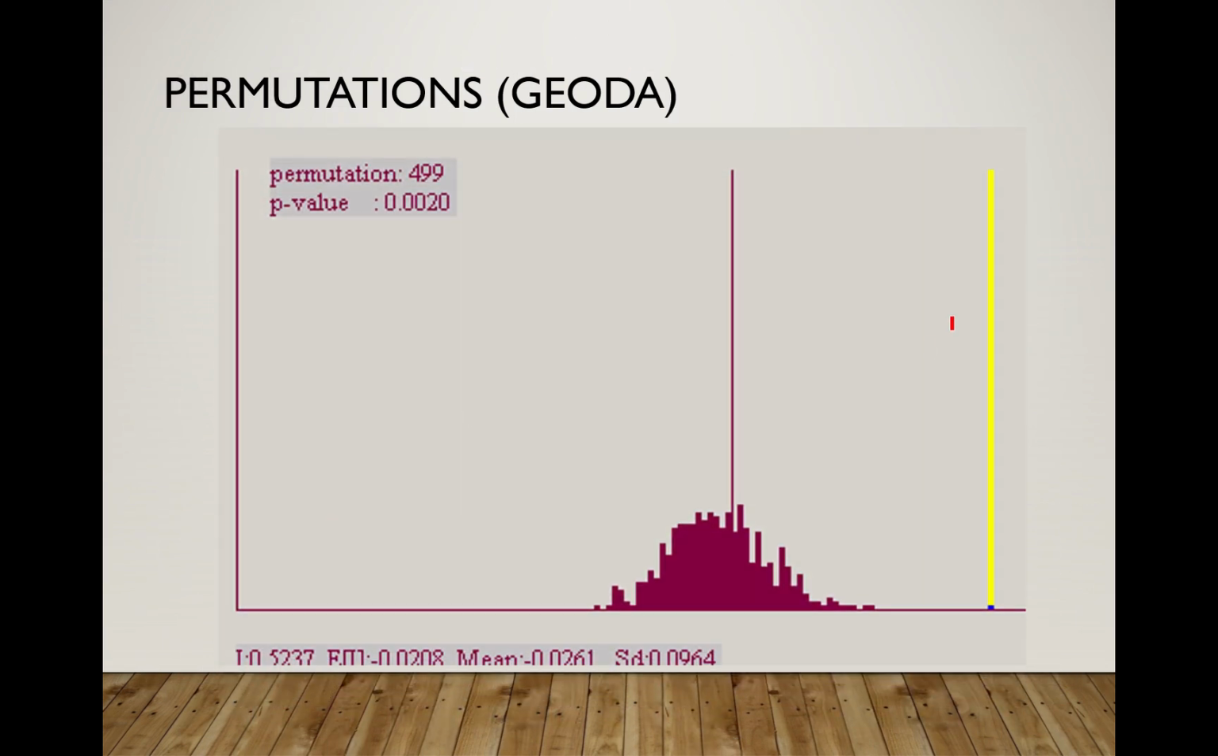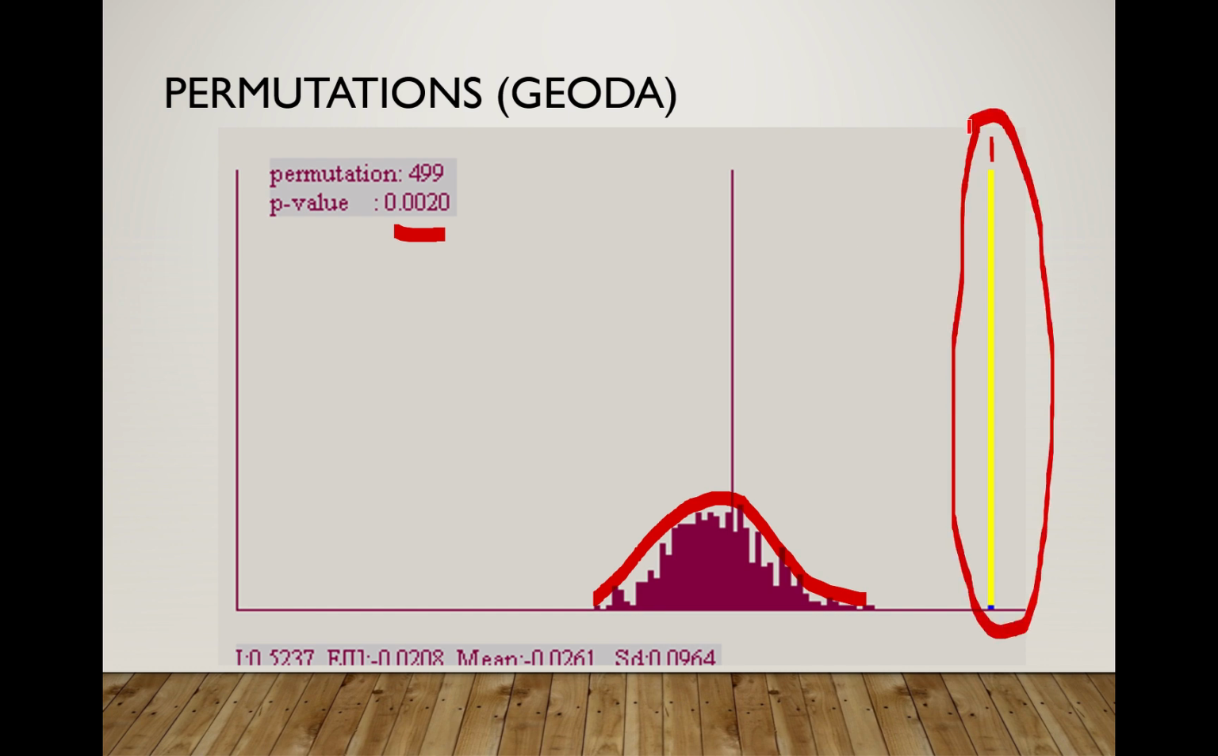Here's the opposite case. Now the yellow line of our observations, our spatial distribution, is way out here, way outside of the expected distribution, giving us a very low p-value. That basically tells us there's a 0.2% chance that the spatial distribution we observed happened just by chance. This is for a test run with 499 permutations, so 499 different randomly obtained distributions compared to your observed distribution give us our pseudo p-value.